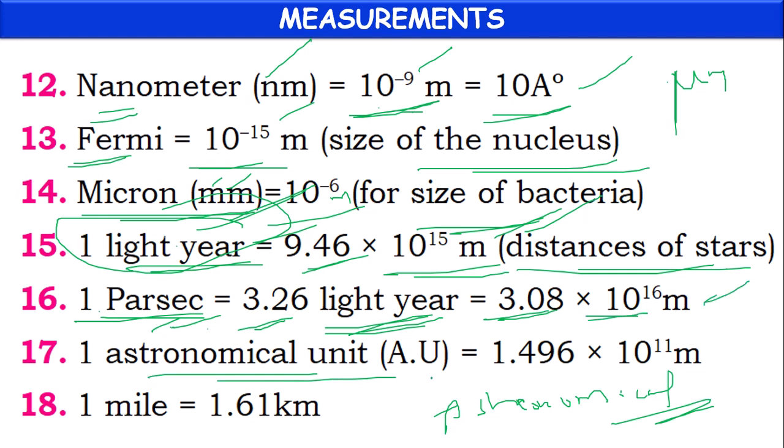Astronomical unit, 1.496 into 10 power 11 meter. It is also used to measure astronomical distances. 1 mile, 1.61 kilometer. So all these values you have to remember, children.